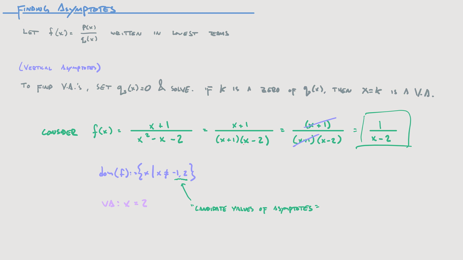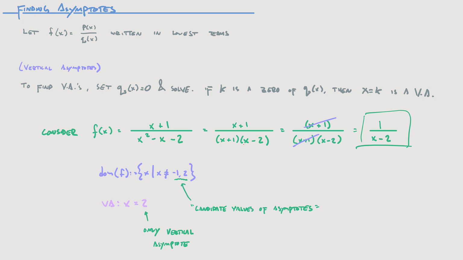Maybe both of them are vertical asymptotes. Maybe only one of them is. Maybe neither of them are, right? That's possible as well. In this example, there were only two candidates, but it's possible to have, say, a quartic function in the bottom. So you're excluding 4 things from the domain, so there could be up to 4 vertical asymptotes. You have to simplify your rational function to see if that's actually the case.